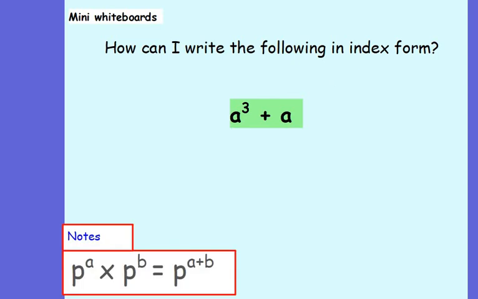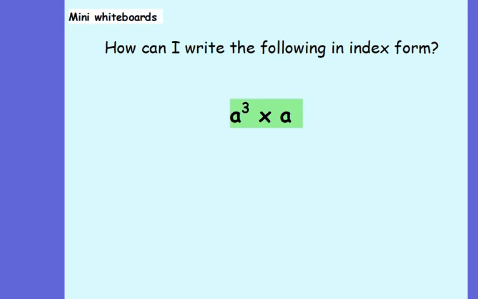How about now? This time my base is the same. But Owen, what's in the middle? It's a plus. And my law is only relevant when there's a multiply in the middle. So no, I cannot simplify that. I cannot use my law.